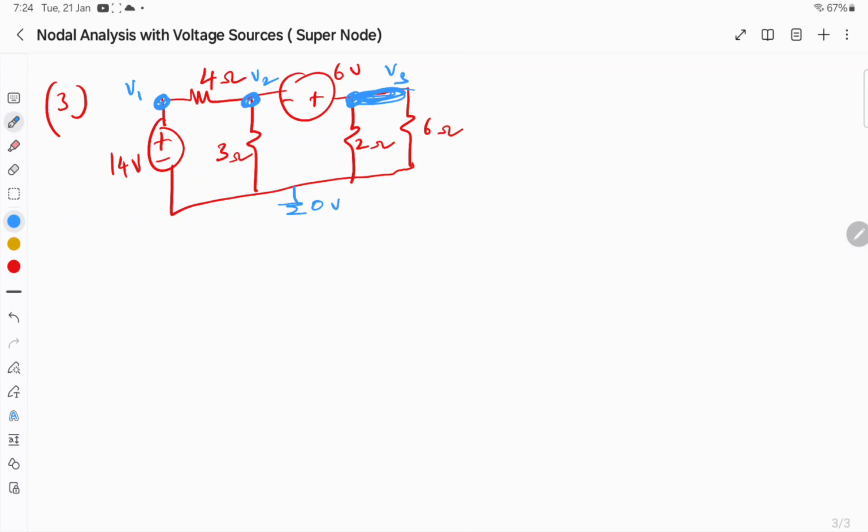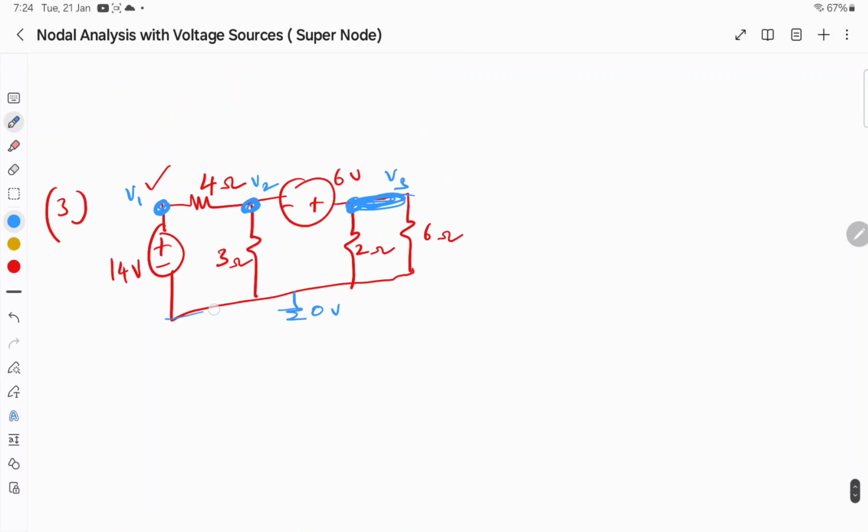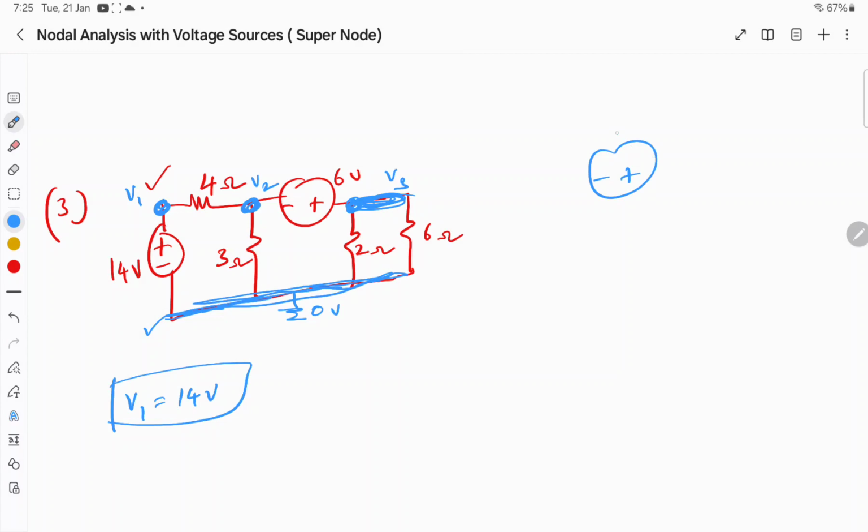Where the voltage source exists, we have 2 voltage sources. The 14 volt exists between the non-reference node and this entire thing, which is the reference node, 0 volt. Okay, right? So obviously V1 would be 14 volt. Where does the super node exist? Yes, the 6 volt source exists between node 3, where the voltage is V3, and node 2, where the voltage is V2. So obviously V3 minus V2 is going to be 6 volt. This is the equation 2.